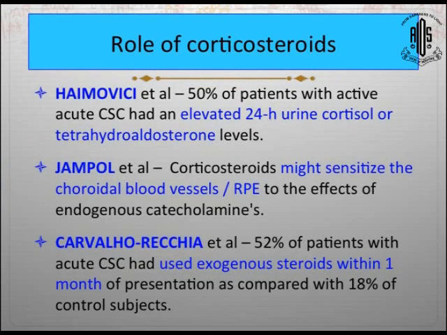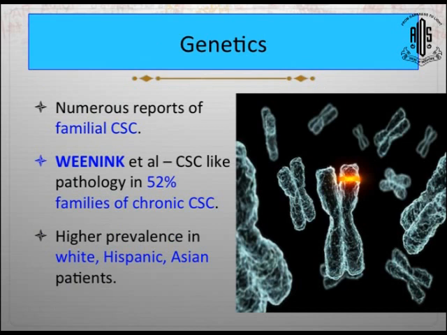Again, the role of corticosteroids was supported by a lot of people like Hamovicki et al., Jampal et al., and Carvalho-Riche et al. Hamovicki et al. had elevated 24-hour urine cortisol and tetrahydroaldosterone levels. Jampal et al. supported that corticosteroids might sensitize the choroidal blood vessels and the RPE. And Carvalho-Riche et al. found that 52% of patients in their series with acute CSC had used exogenous steroids within 1 month. So that was the supportive evidence for corticosteroids.